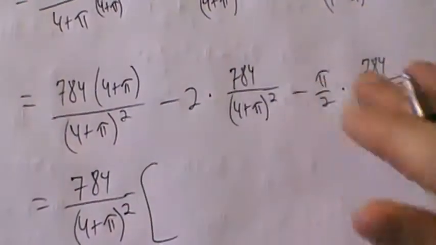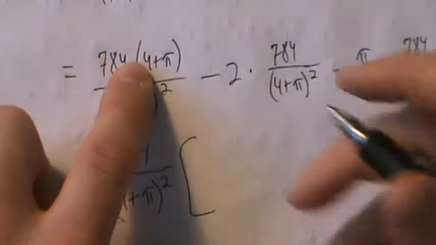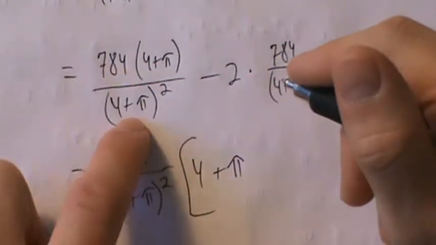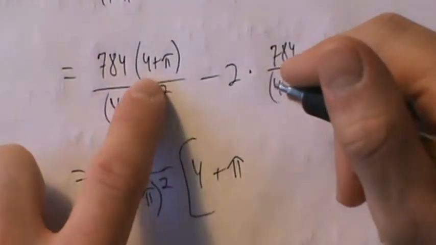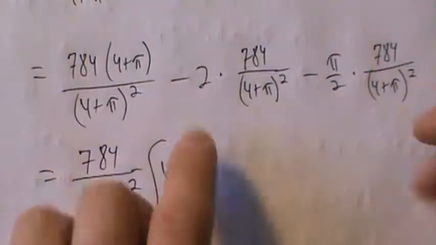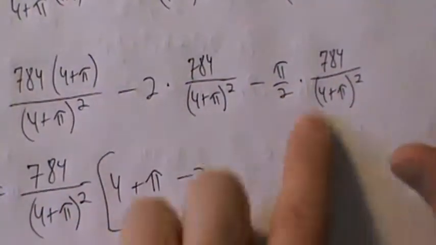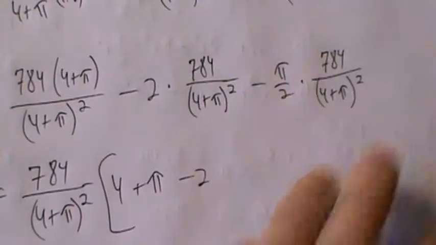All right, and then what's left? Well, over here, 4 plus pi is left. Okay, if we pull out 784 and 4 plus pi squared, then what's left over here is just the 4 plus pi. What's left over here? Just the minus 2. What's left over here? Just the minus pi over 2, right? Because we pulled this whole thing out, so only the minus pi over 2 is left.